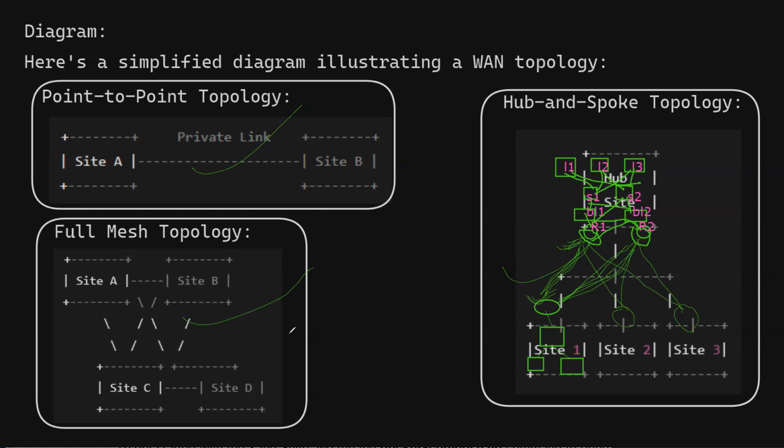Speaking of cost saving, what is the best topology to use? I guess it is hub and spoke, right? In terms of cost, you're asking? Yes, cost savings. Okay, that is a good question.